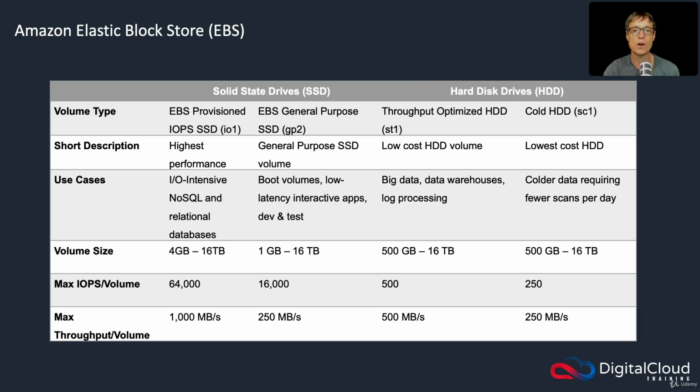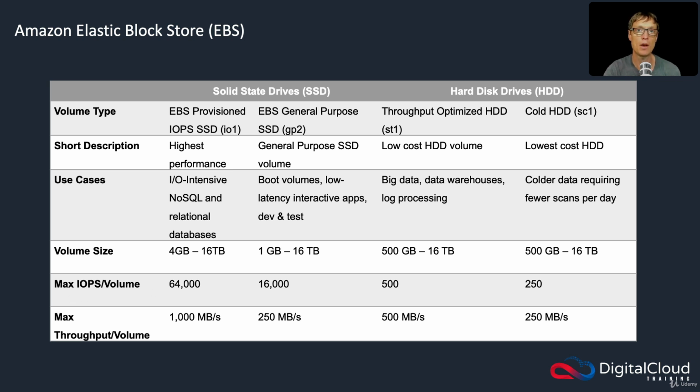Now there's a few different types of drive and they basically fall under two main categories. You've got your solid state drives and then your hard disk drives. On the left hand side here we've got the EBS provisioned IOPS SSD and the general purpose SSD. The SSD is obviously higher performance. The general purpose SSD is the default boot volume for your EC2 instance. And provisioned IOPS is a more expensive option where you can actually have much more IOPS.